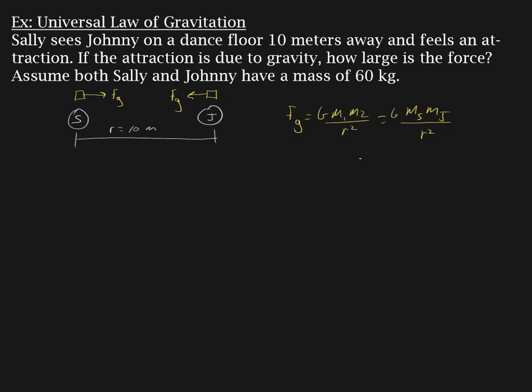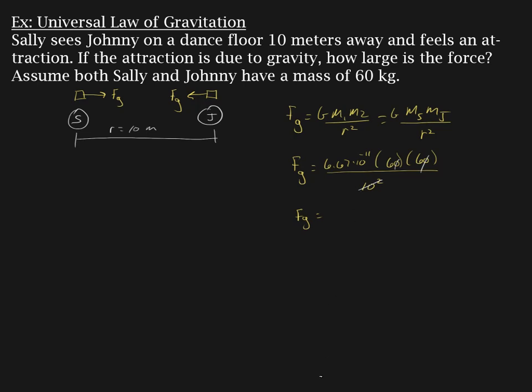Okay, so you can see that calculating the force is straightforward here. G is 6.67 times 10 to the minus 11. Sally has a mass of 60. Johnny has a mass of 60. And the distance between them is 10 meters, and so we'll square that. So 10 squared is 100. So we can cancel this with these two zeros here, because 60 times 60 is going to be 3,600.